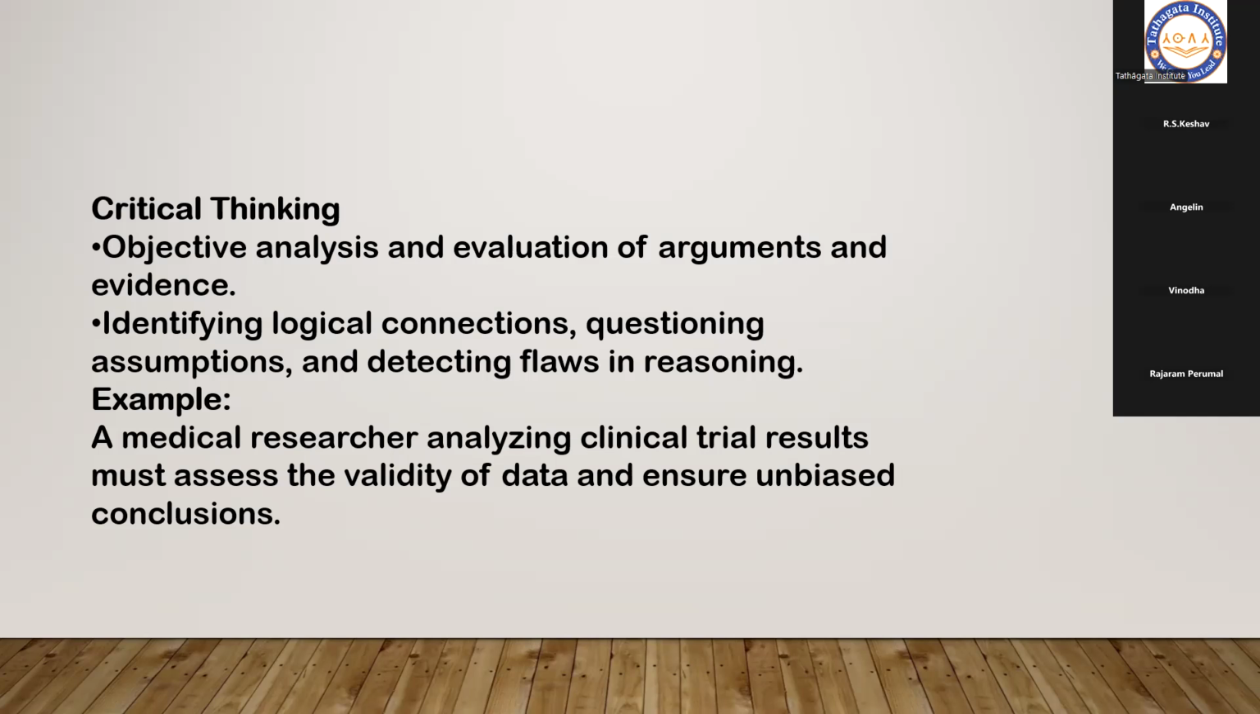We will remember things easily with examples. That is why there are examples given for each of the characteristics. A medical researcher analyzing clinical trial results must assess the validity of data. Without knowing whether the data is true, whether it is correct or incorrect, he should not involve himself in research. That is critical thinking. Right? This is the first characteristic.